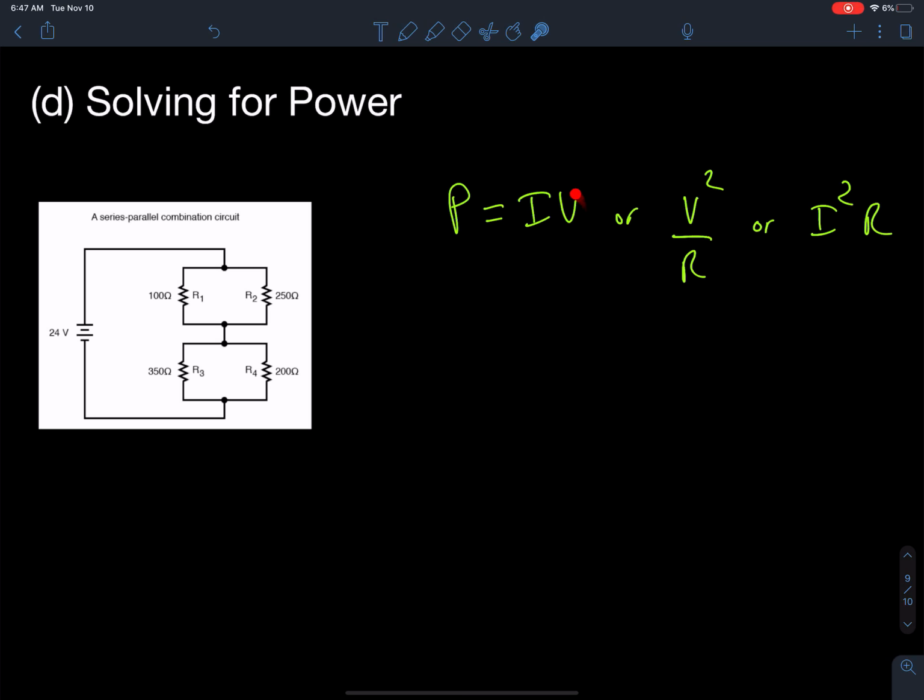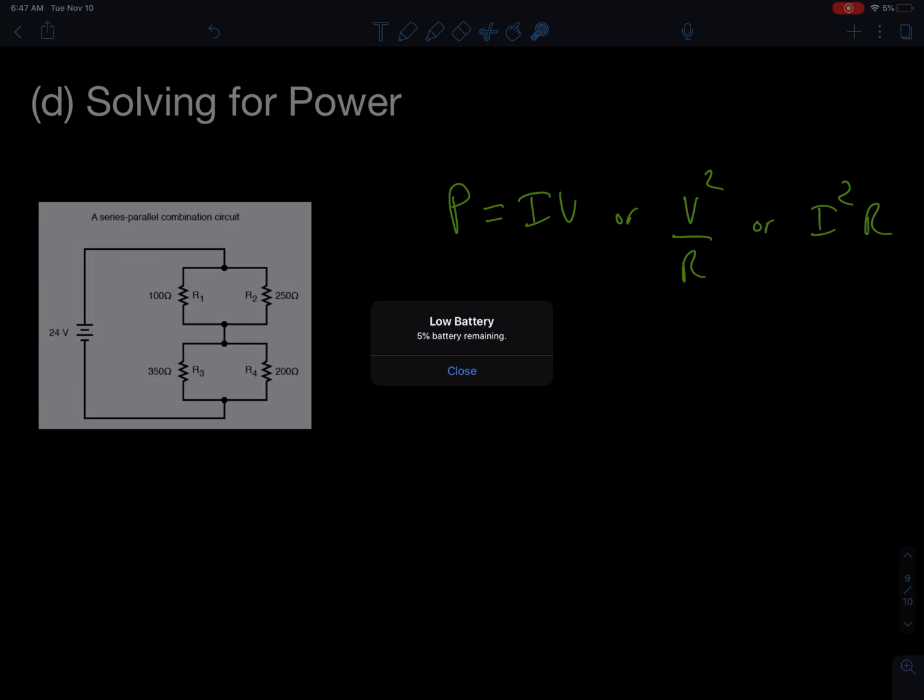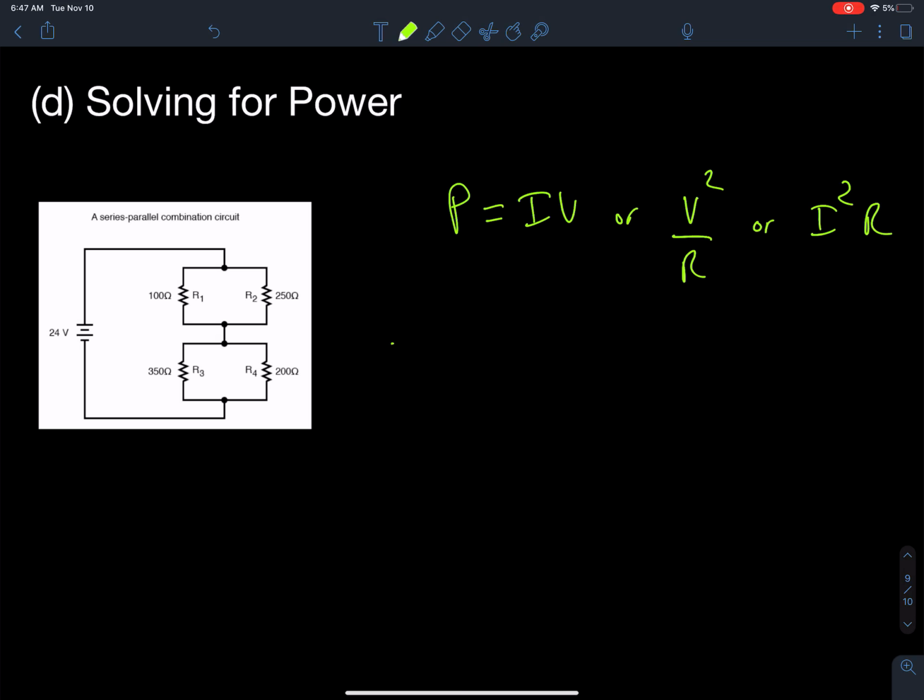If I want the total power of the circuit, I know the current, so power is equal to 0.12 amperes times 24 volts, and that gives me the total power. Or if I want to find the power in each of these branches, I know the voltage across it, so voltage squared divided by that particular resistance gives me the power in each branch. The power in each of these components should all add up to my total power.